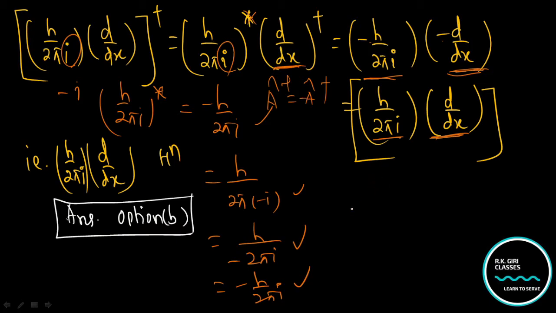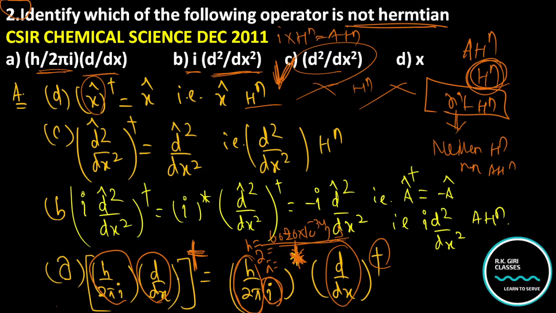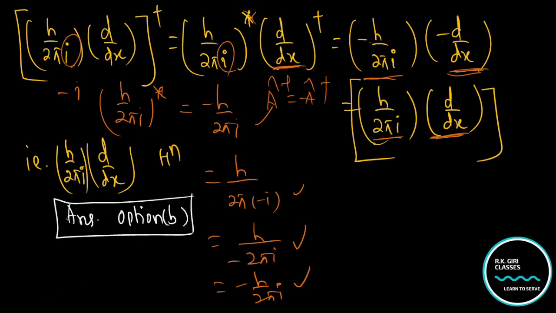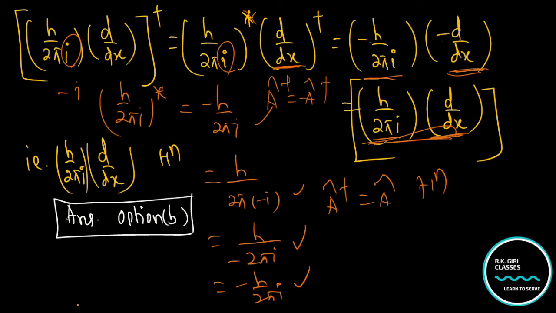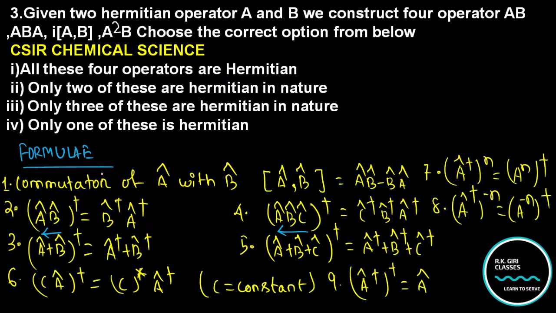That means initially your operator was h by 2 pi i d/dx, and its dagger is the same as the initial operator. That means A cap dagger is equal to A cap, that means it's a Hermitian operator. The answer is this one. This is not Hermitian, or simply say this is anti-Hermitian. All these are Hermitian operators. Option C is Hermitian, and option D is also Hermitian. Clear? Very easy.